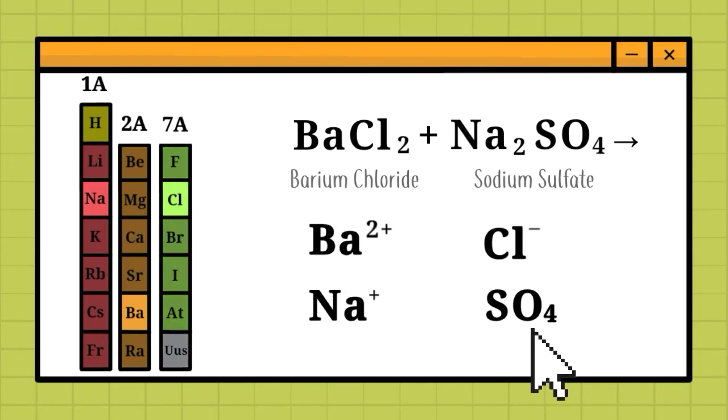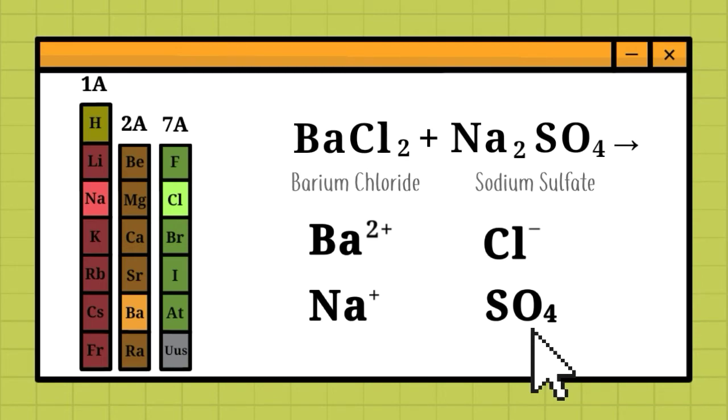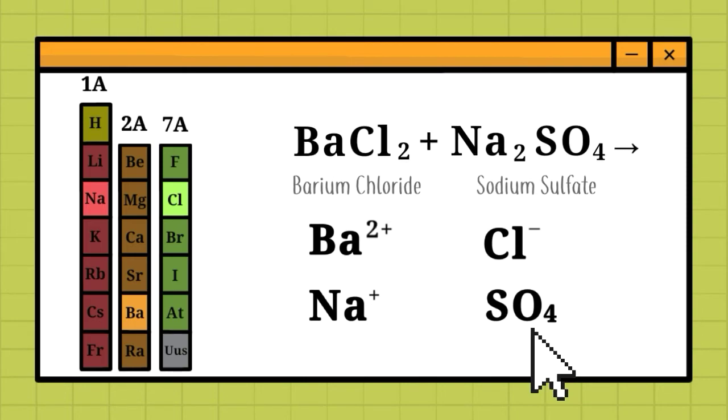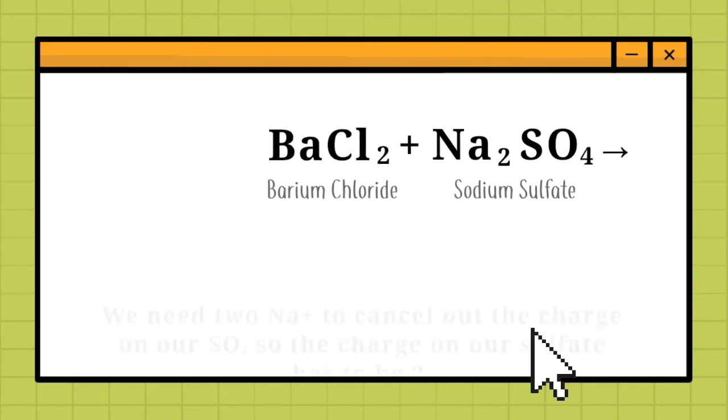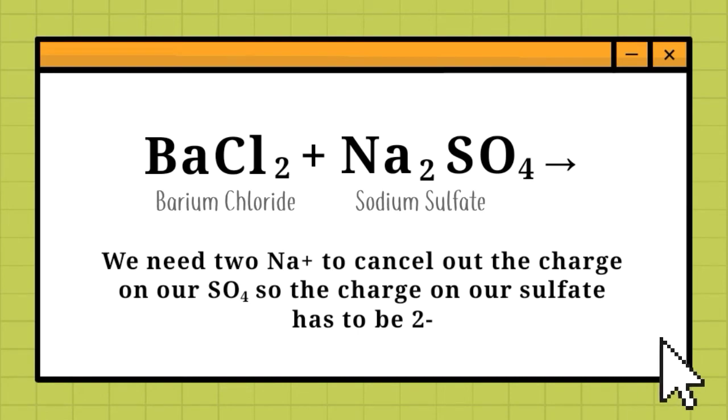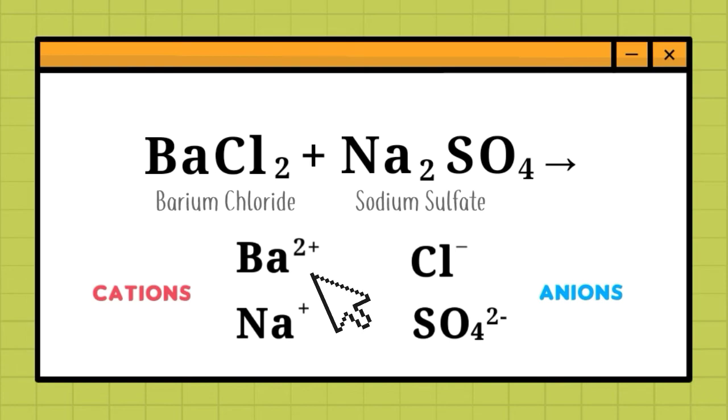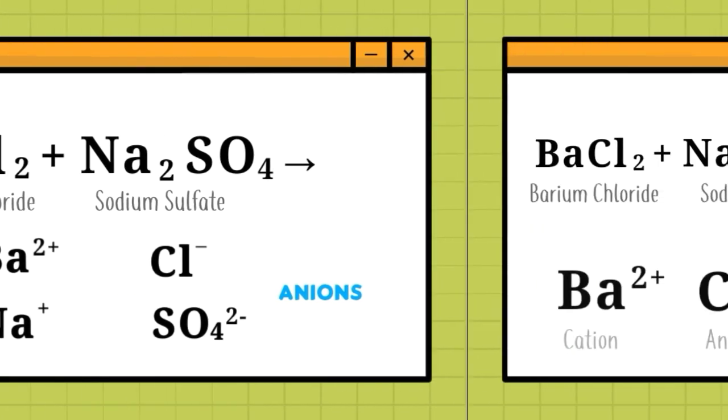Our final anion is a polyatomic ion, so we can't use the periodic table if we don't have the charge on sulfate memorized. But we can use the charge on sodium to figure it out. We need 2 Na+ to cancel out the charge on our SO4, so the charge on our sulfate has to be 2-. Altogether, we have Ba2+, Cl-, Na+, and SO4 2- participating in our reaction.